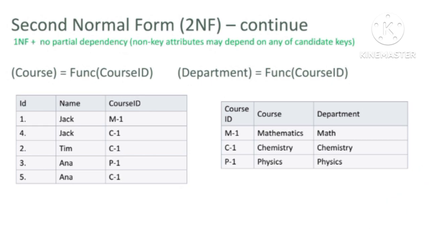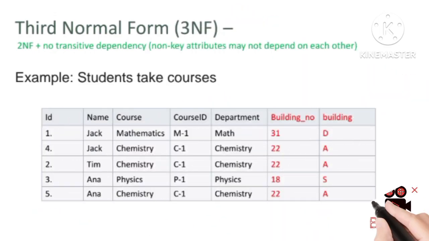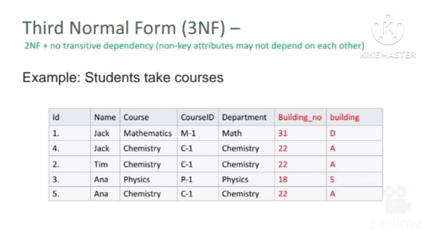Second normal form continued says the same thing, but it is just the example which is continued, showing us the complete part of it. Now let's see the third normal form, which is second normal form plus no transitive dependency. Non-key attributes may not depend on each other.